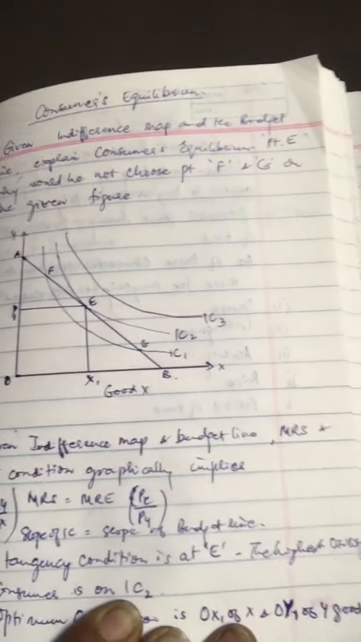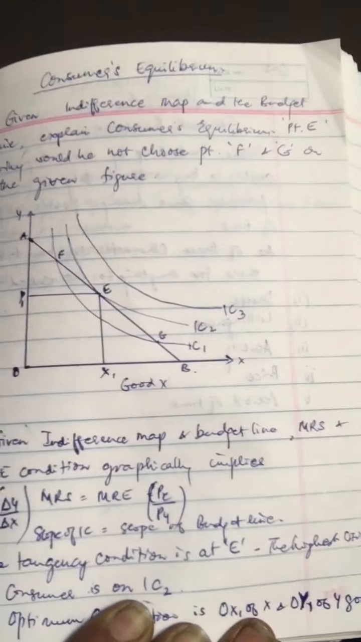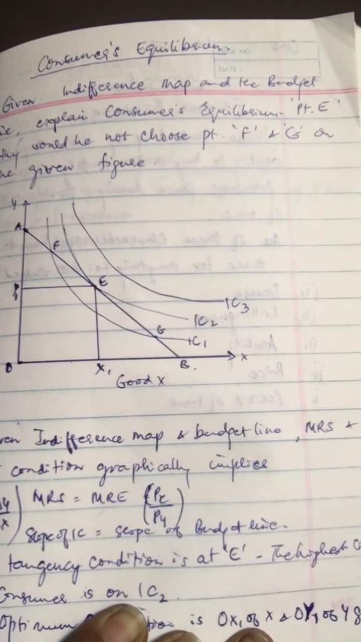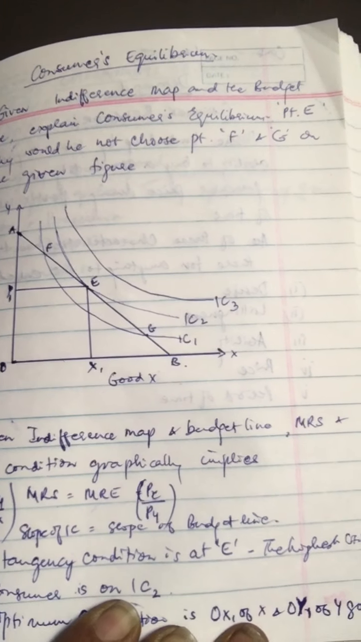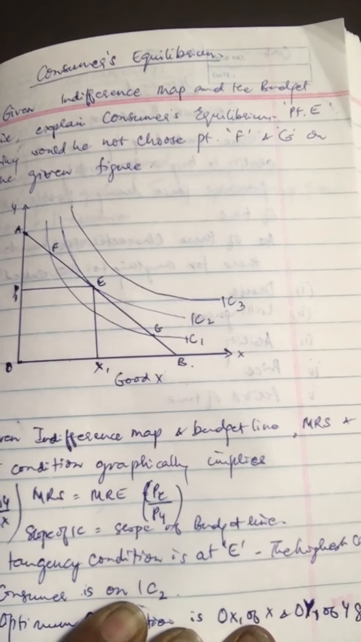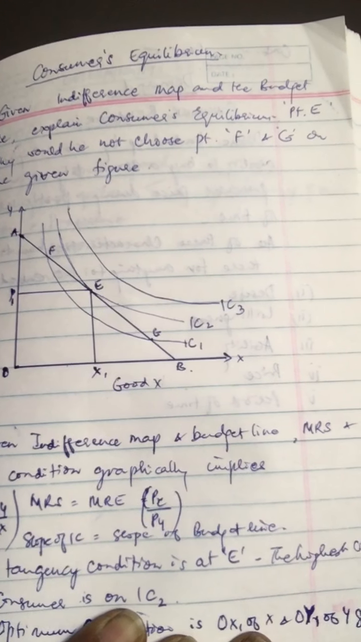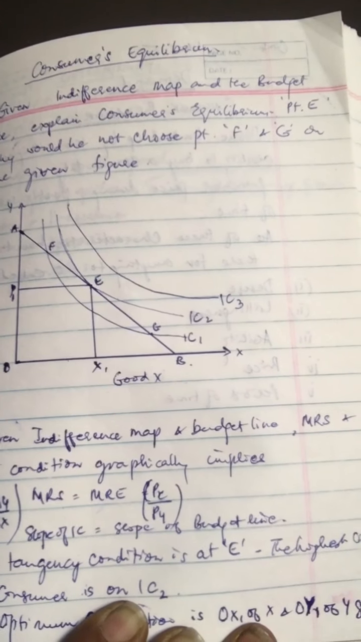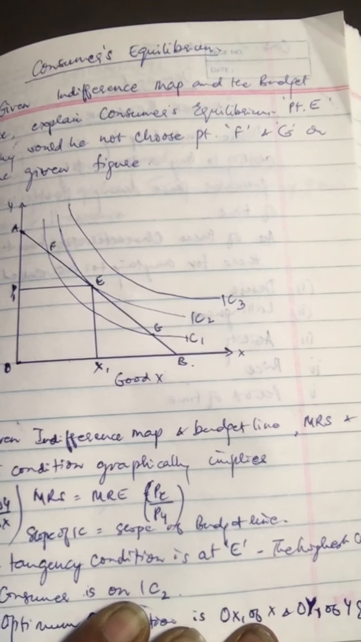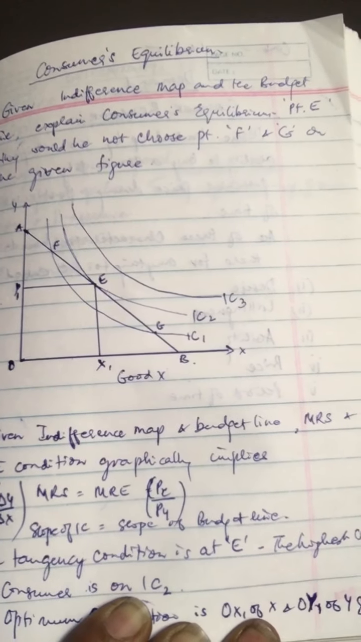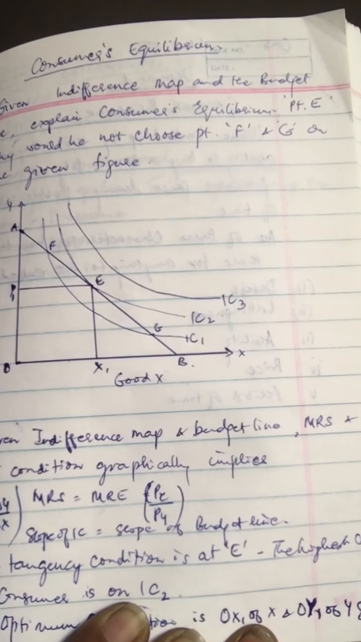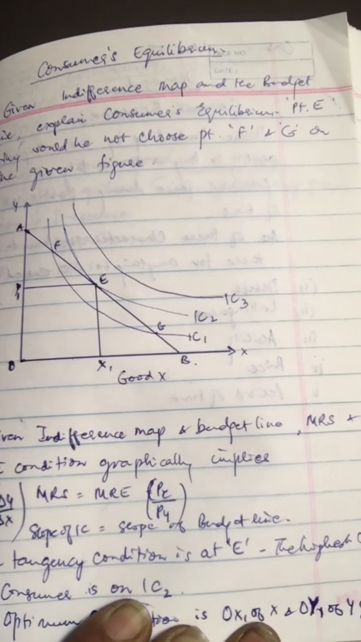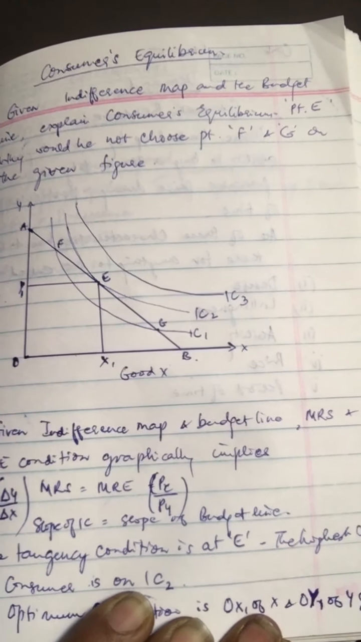Now the question is, you can see the IC curve 3 also. Do you think he can reach this IC3, a higher utility level? Well, the answer is no, because his income and the market prices do not permit him to go beyond indifference curve 2. So the consumer cannot afford indifference curve 3. They are unattainable combinations, beyond his budget constraint.